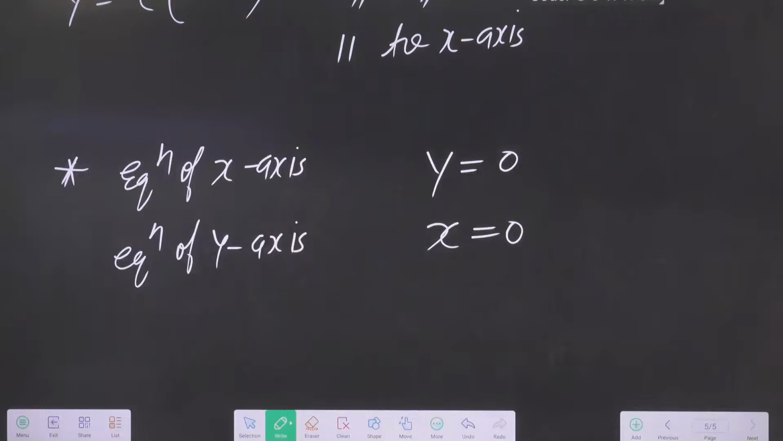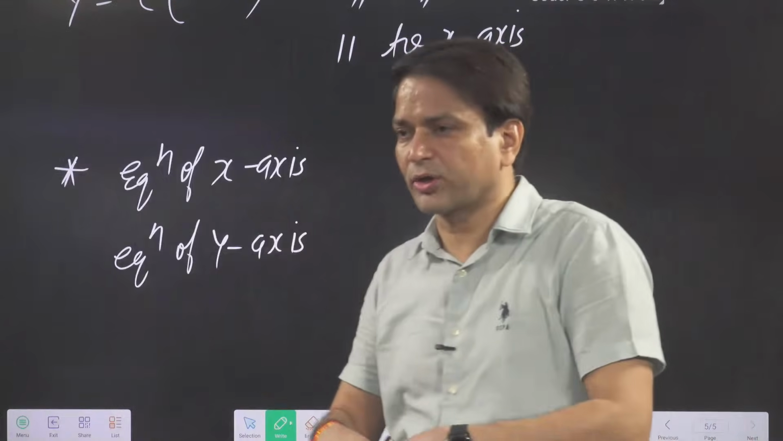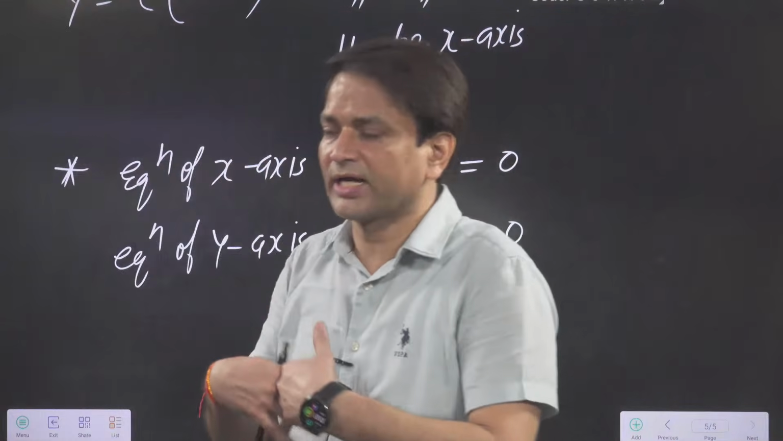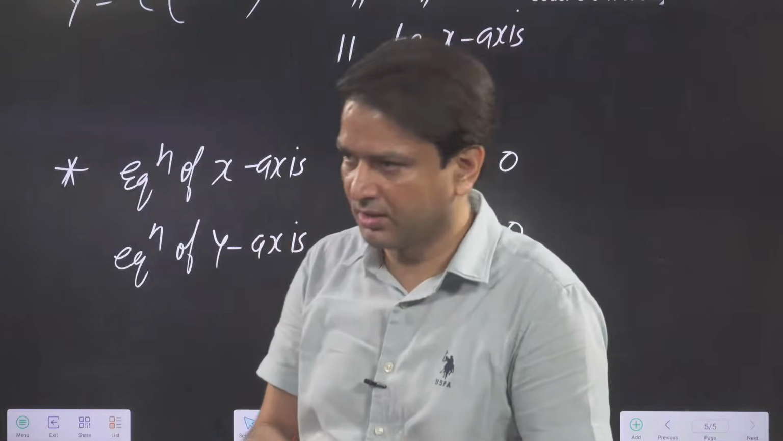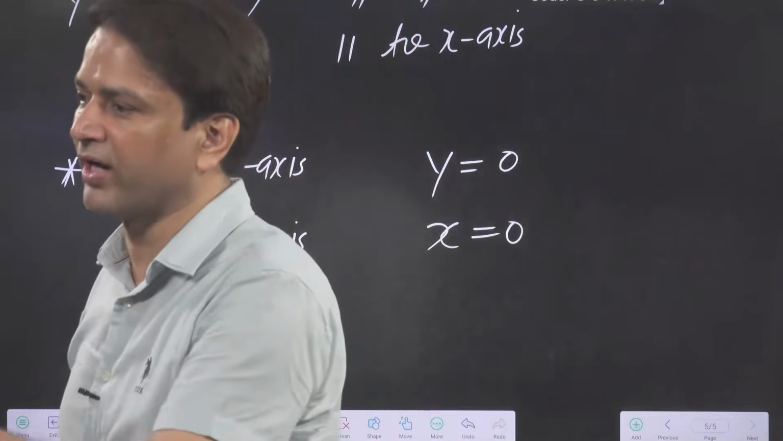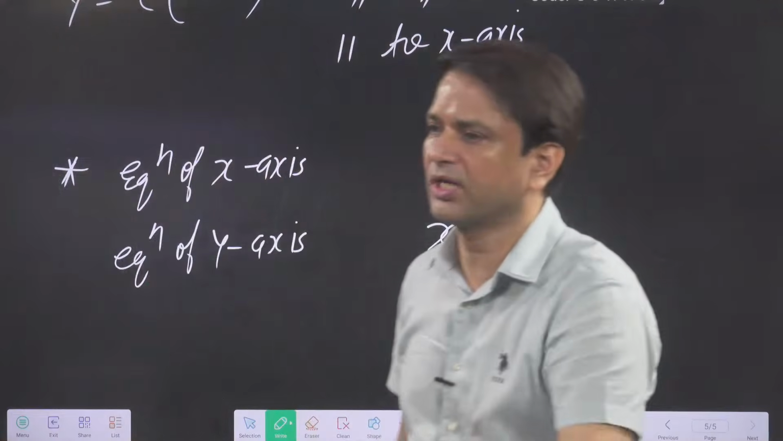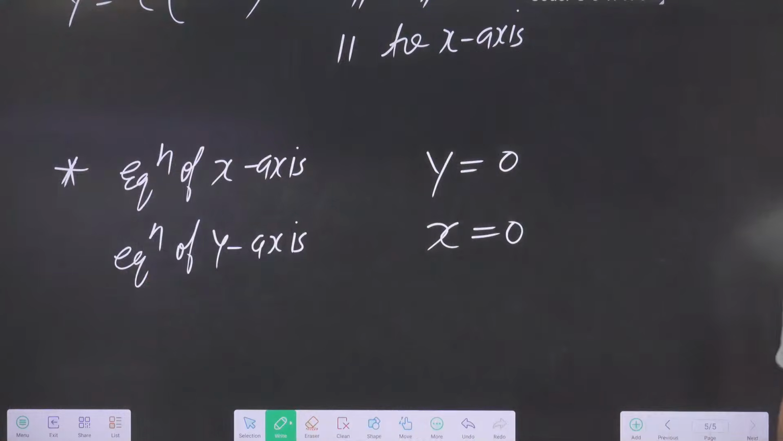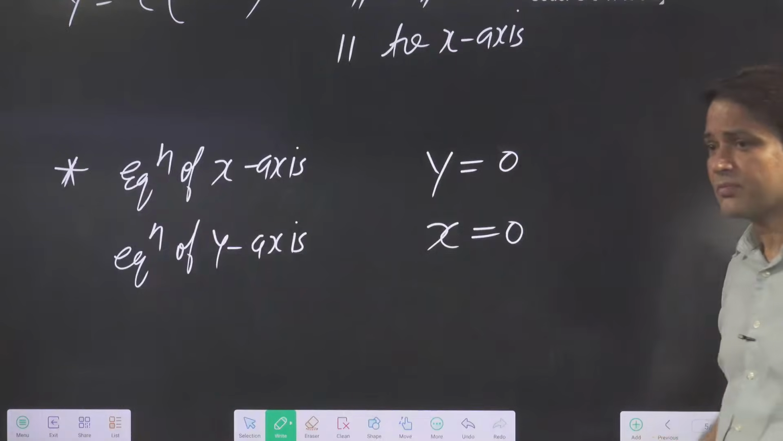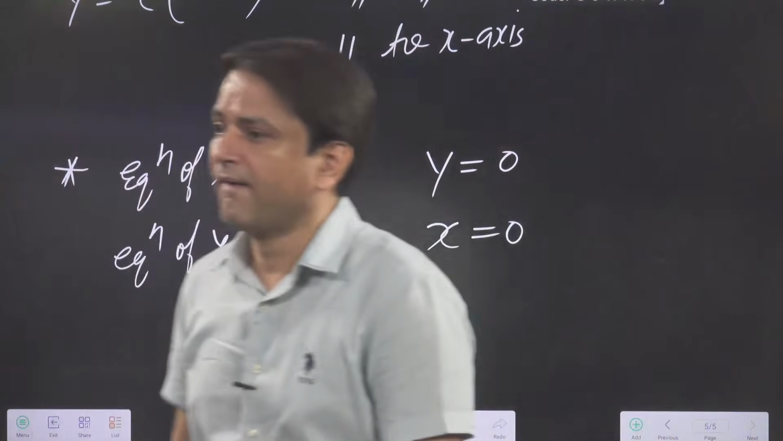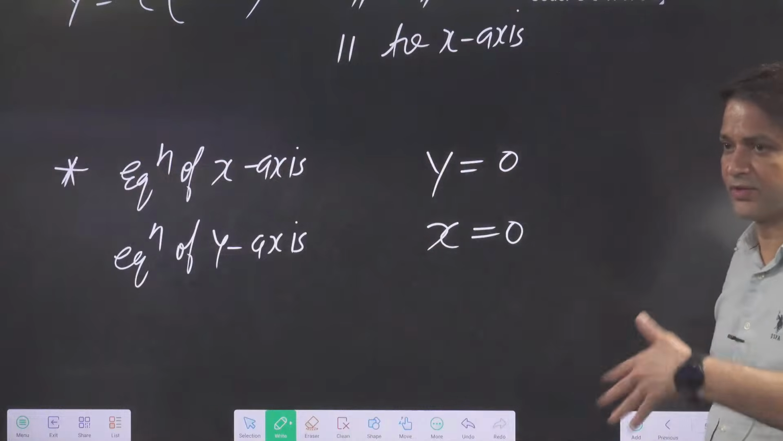So if you want to get a point on the x-axis, you will put y is equal to 0. If you want to get a point on the y-axis, you will put x is equal to 0. Up to this, everybody got? Two questions I am discussing according to the time. I will try to cover everything in that.